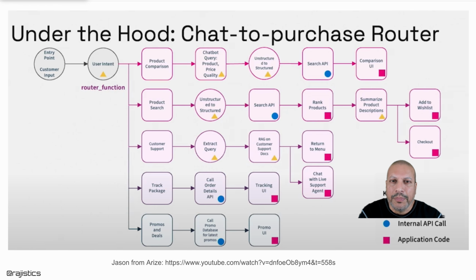So here was a simple example I saw. Imagine a model that's going to look at the input, and then based on that input, it's going to make a decision for what the customer wants. Do they need to search for a product? Do they need customer support? Do they want to track a package? Now, once it decides which of these things the customer wants to do, this is that router function.